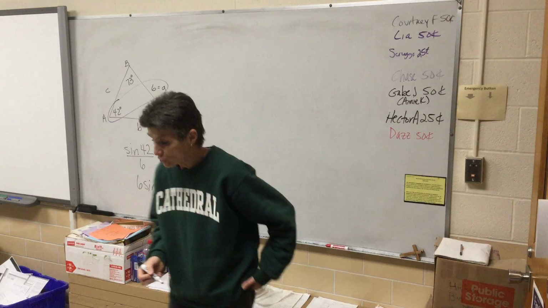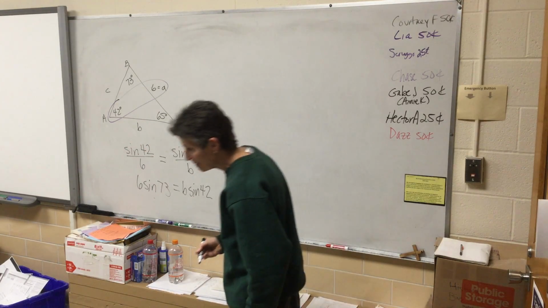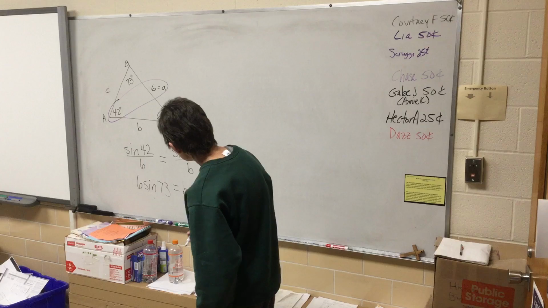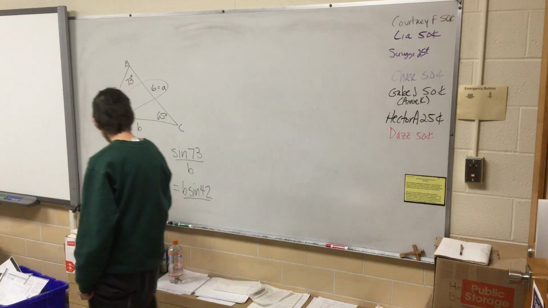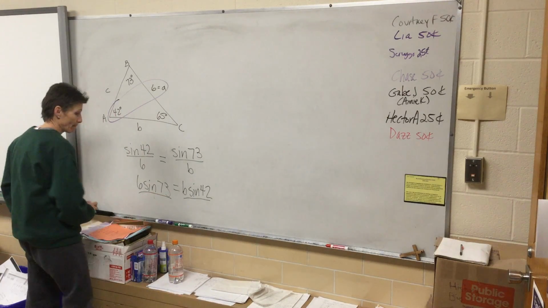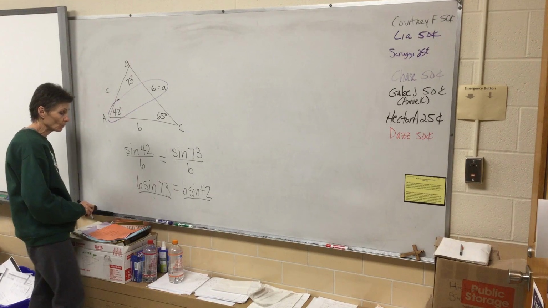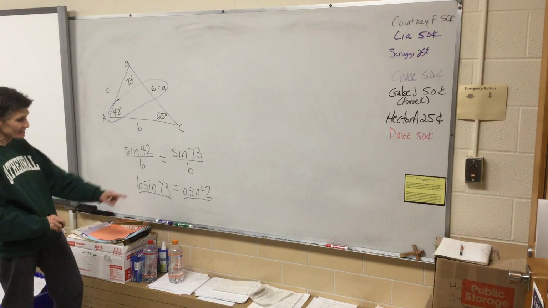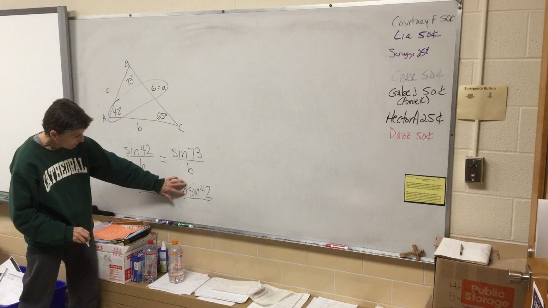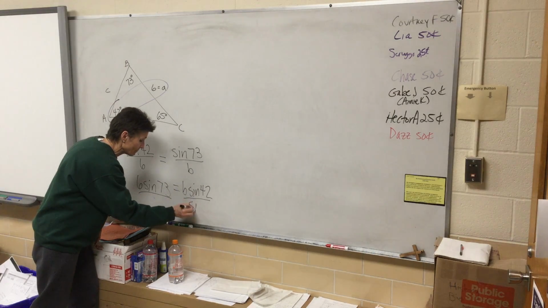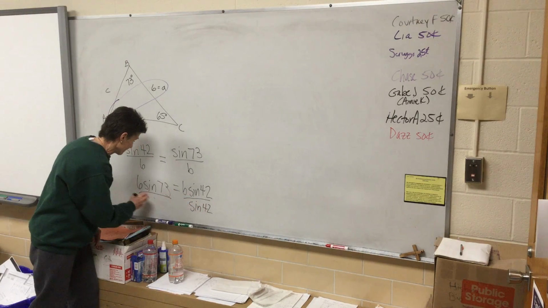Now remember, you're solving for B. So we're going to have to divide, right? And what are we going to divide by? 6. No, we're trying to get B by itself. We want to get sine 42 by itself, so we're going to divide by sine 42. That's exactly right.